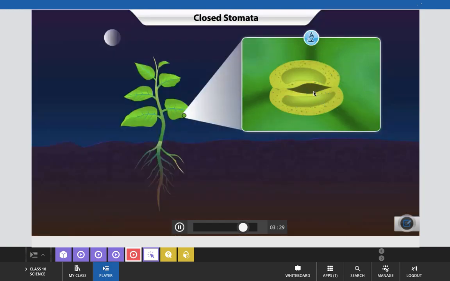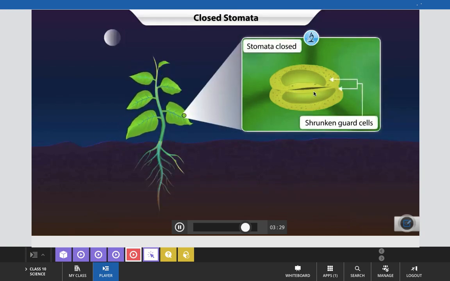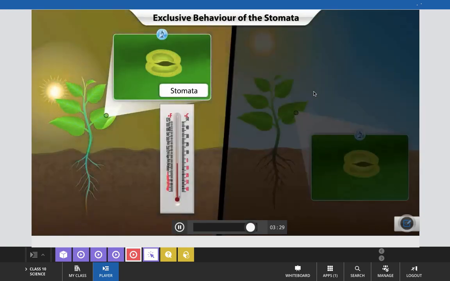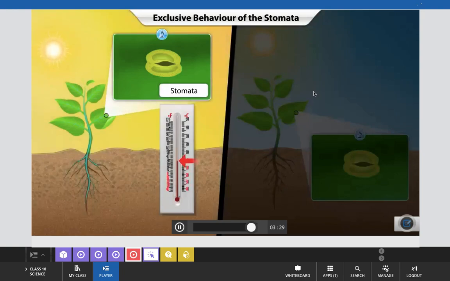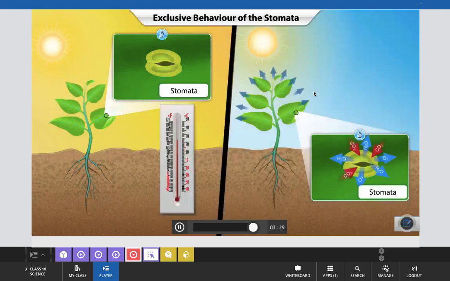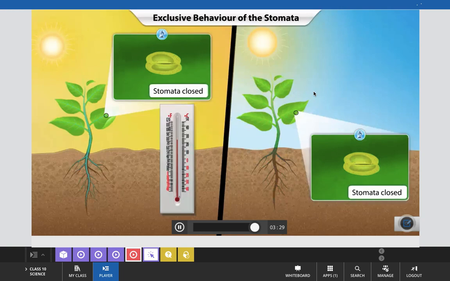If there is no light for photosynthesis to take place, or if the plant lacks water, the guard cells lose water and shrink. This causes the stomata to close and no exchange of material takes place. Thus, the plant conserves water. Sometimes, in the middle of the day, if the outside temperature rises considerably or the plant tends to lose too much water, the stomatal openings close.